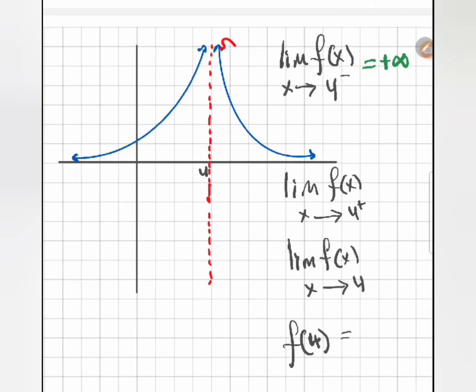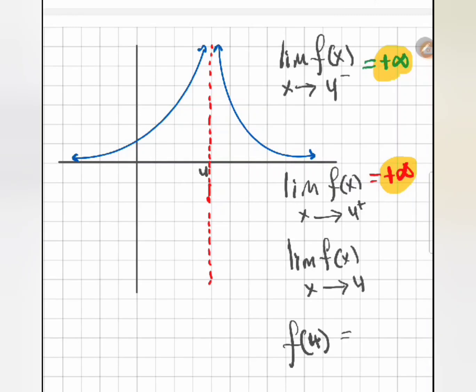Now, as we analyze the limit as x approaches 4 from the right side, as we follow the curve towards 4 from the right, it also keeps going higher and higher. It goes towards +infinity. So therefore, what is the limit as x approaches 4 from either side? Since these two are the same, you can see that it approaches +infinity.